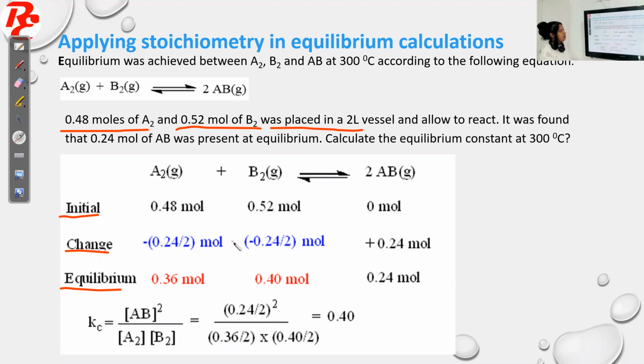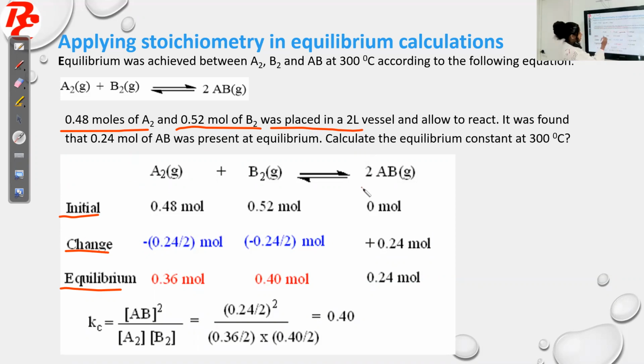So how much of A2 and B2 react? For this change row, use the stoichiometry. Look at the coefficients. A2 is 1, B2 is 1, and AB is 2. So 1 to 1 to 2 is the ratio. If you know how many moles of AB produced, the moles of B2 reacted will be 0.24 divided by 2. Why? Because it's a 1 to 2 ratio. So for this row, we are using the molar ratios. And also if you know how much of AB produced, which is 0.24, how much of A2 will react then? It's again half of that because it's a 1 to 2 ratio with AB.